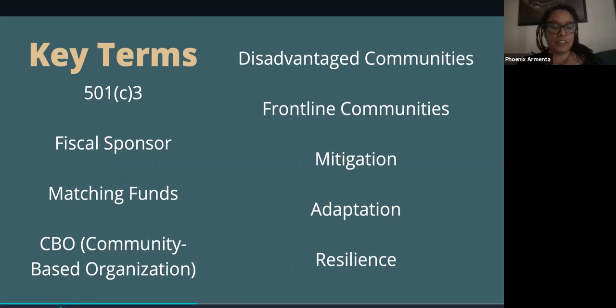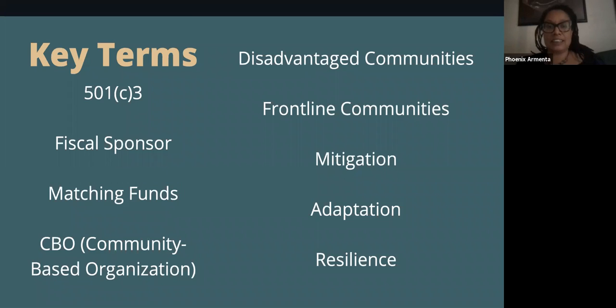CBOs, I think we've heard a lot. That stands for community-based organizations. And these are often nonprofits, but not necessarily. They're just organizations that live and exist in a community, work with community members, and represent community members, or are said to represent community members.